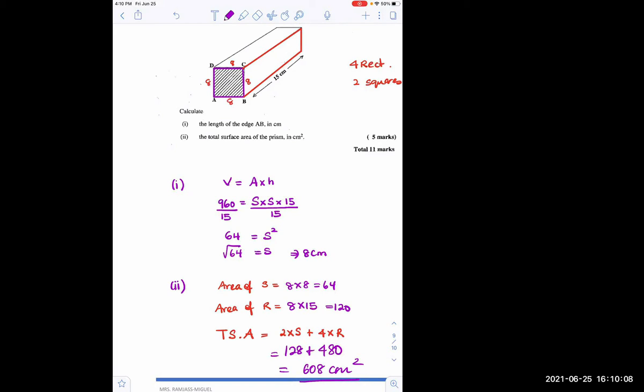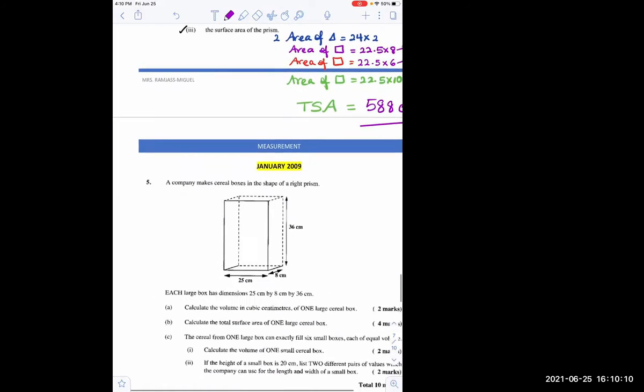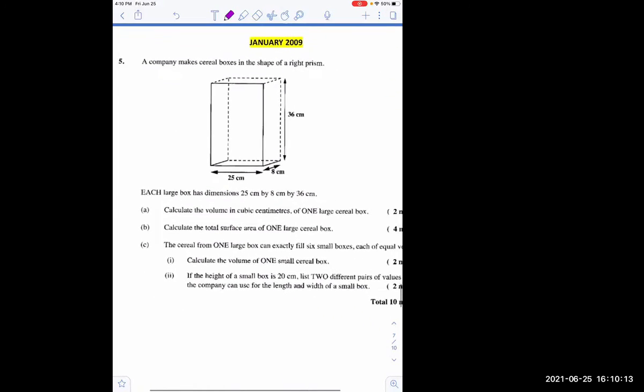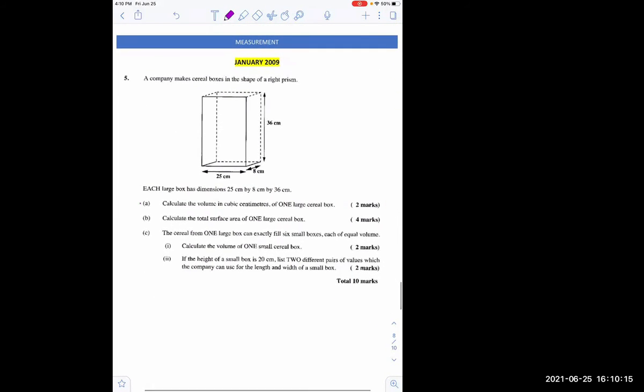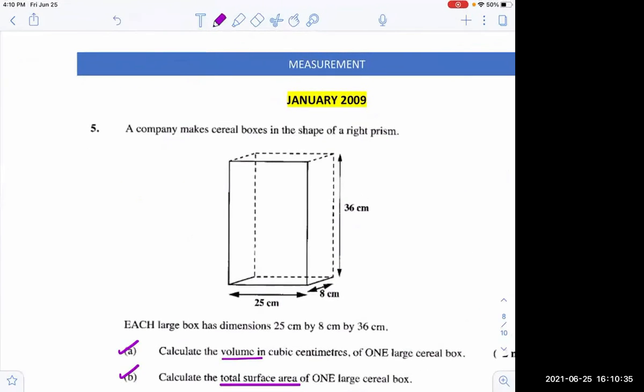Yes, miss. We have this one with the cereal box. All I'm going to do is part A and part B, because I don't have time to do part C, but I'll send you the answer. This one, we're interested in volume and surface area. Find for me the volume and the total surface area without me helping you. I just want to show you something before you start.